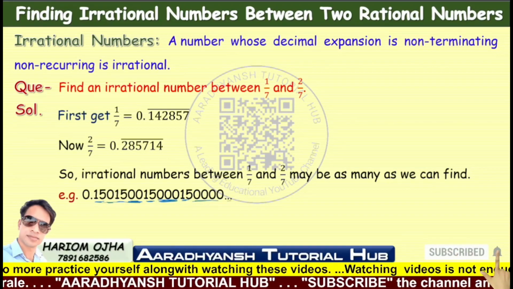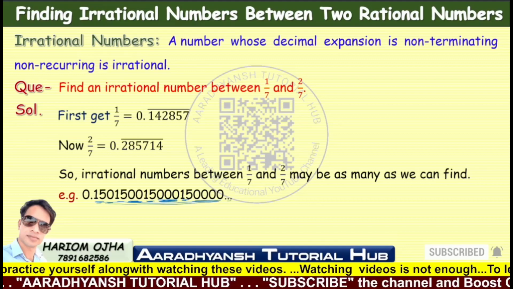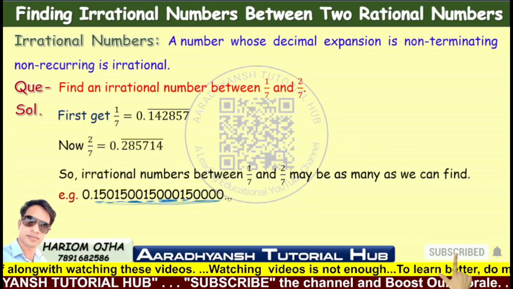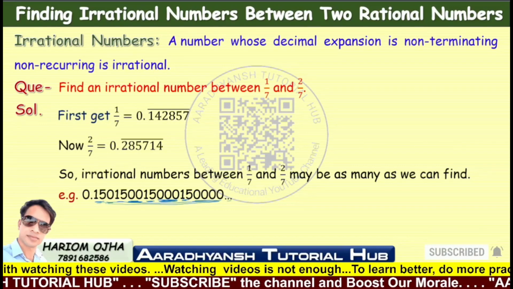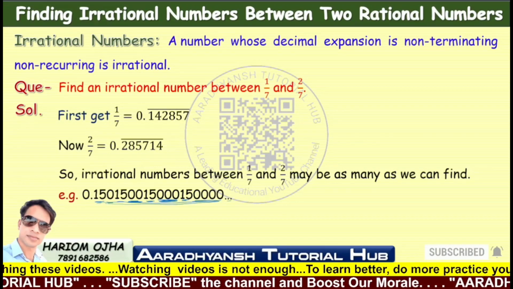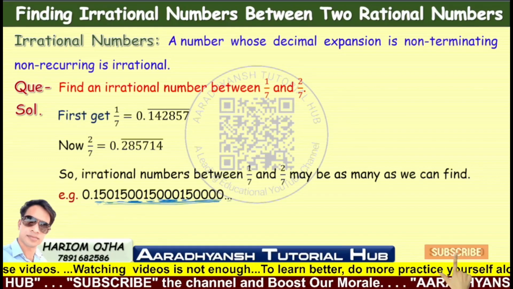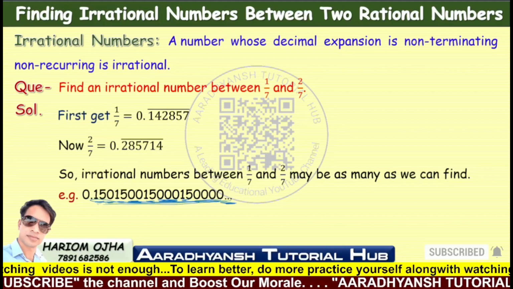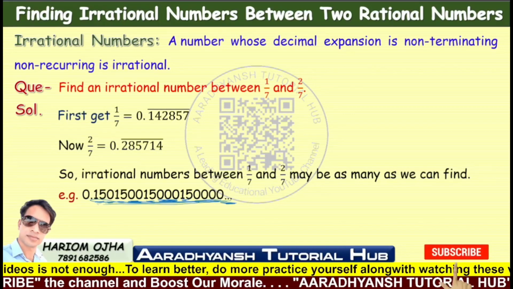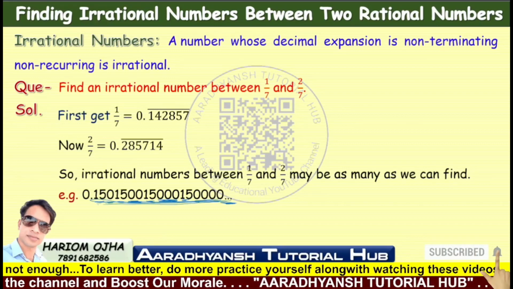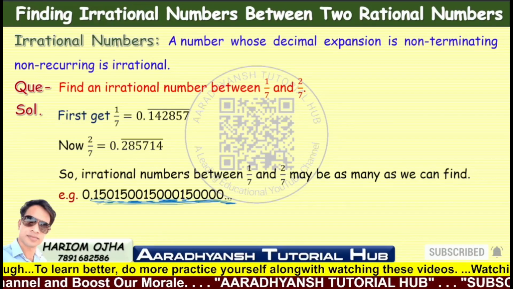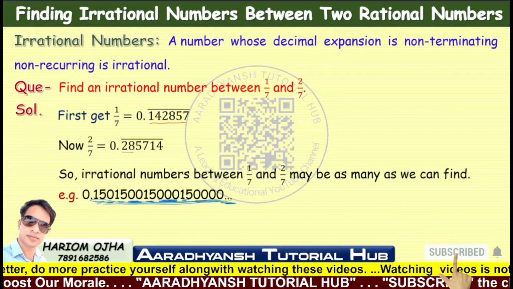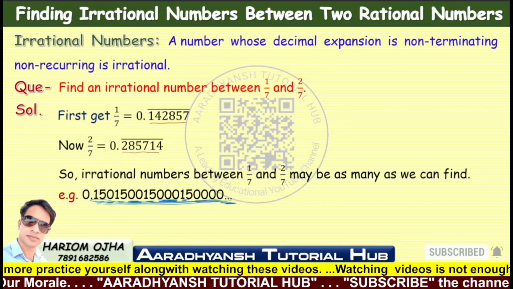So there is no repeating block, or we can say there are no recurring digits, and it is also non-terminating. Here the 3 dots represent that this is non-terminating, it goes to infinity. And you can see there are two numbers, 142857 and 285714, so this number is between both numbers.